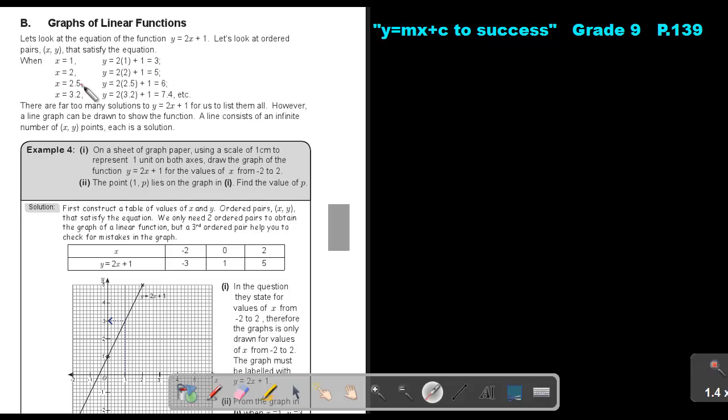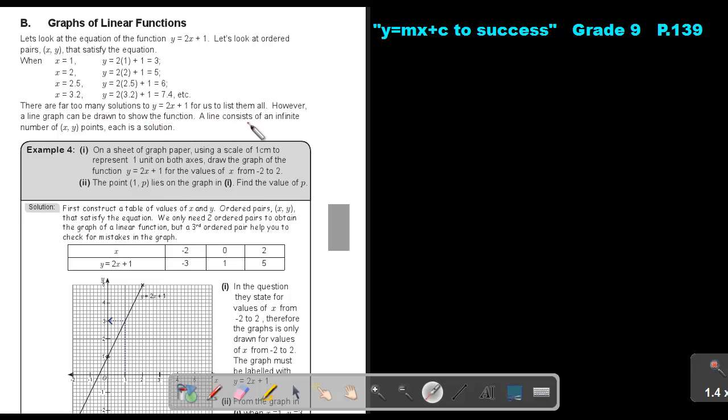And if x is 2.5, I do exactly the same, substitute it into my equation and my output will be 6. And if it's 3.2, I substitute it and my output will be 7.4. And you can go on doing that. There are far too many solutions to y equals 2x plus 1 for us to list them all. However, a line graph can be drawn to show the function.